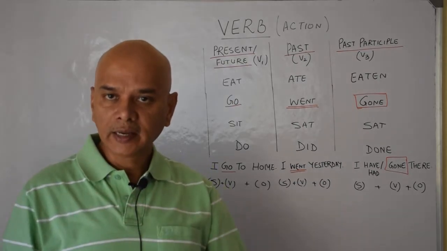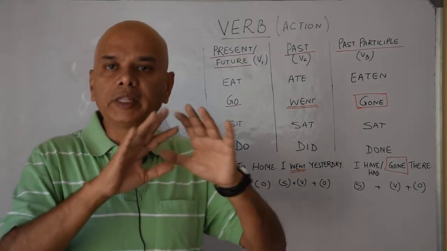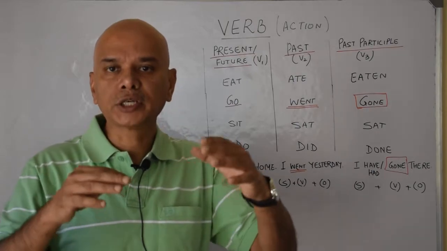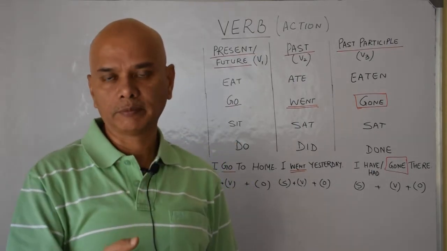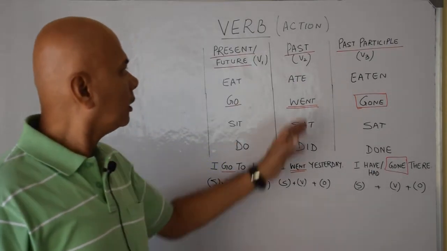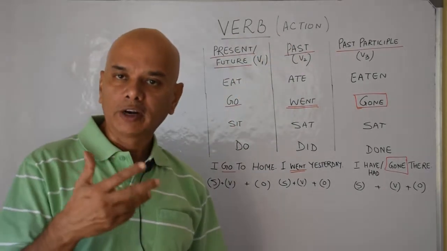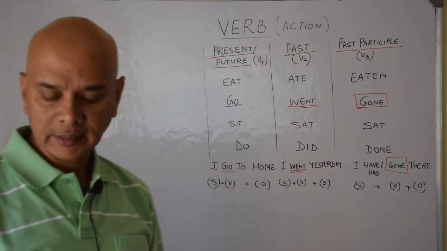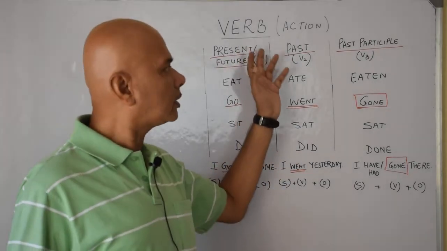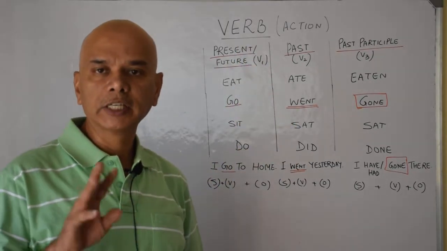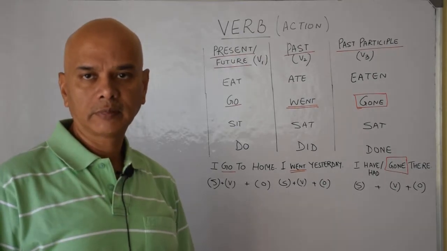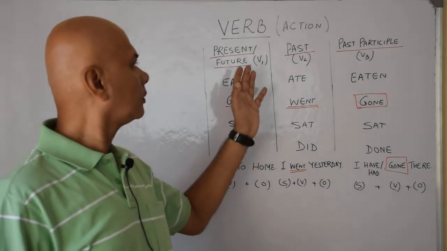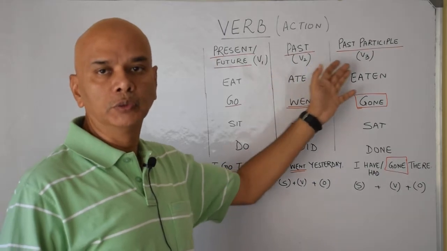You sit, you stand, everything is verb. Any action that we do, speak, is also verb. So we will talk about how to use verb in English. It will be very easy. So verb has basically and principally three forms at the broad level: V1, V2 and V3.